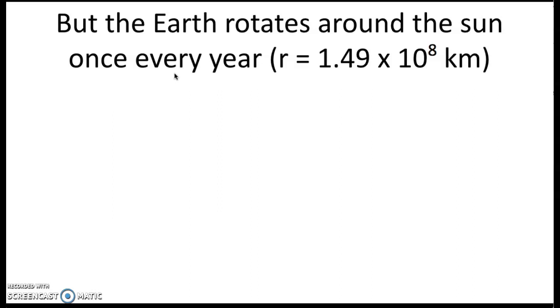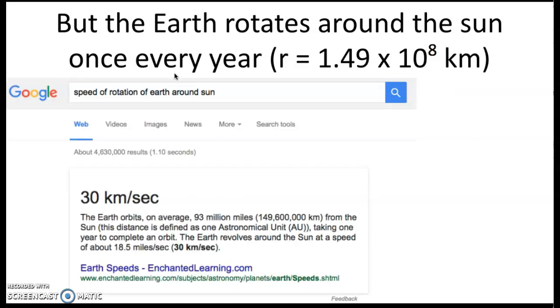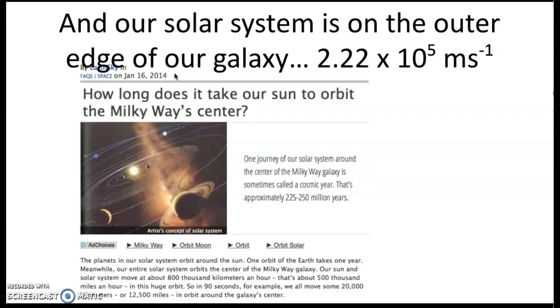So how do you get on? That's roughly what we've got there, 30,000 kilometers per second. Surely that's it. But, well, do you know what? The Sun is actually on the outer spiral arm of the galaxy, and therefore it is traveling around the galaxy, and so we're actually traveling at 2.2 times 10 to the power 5 meters per second.